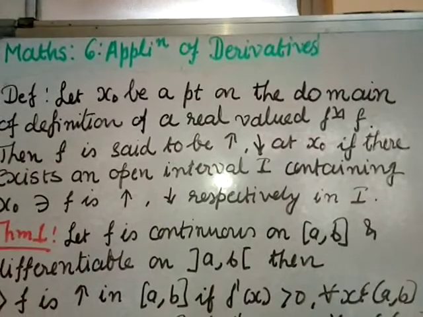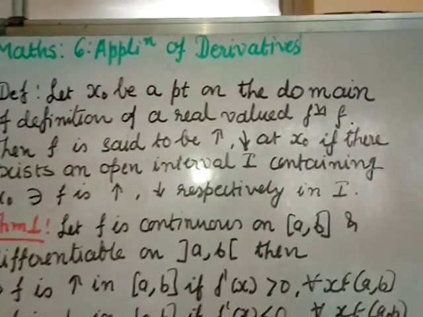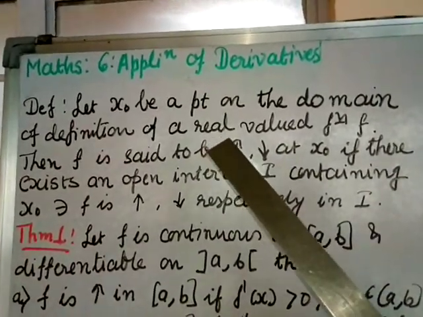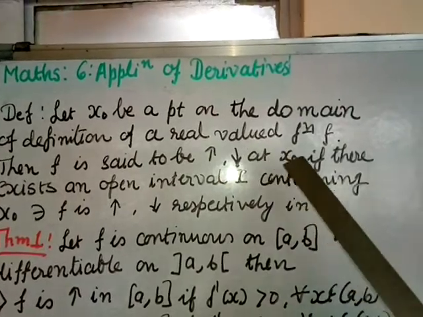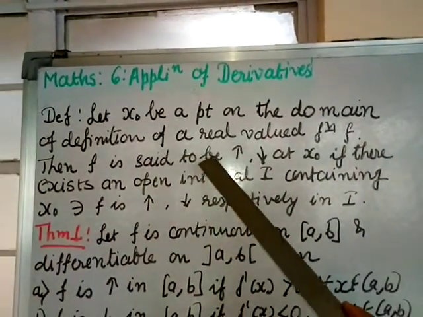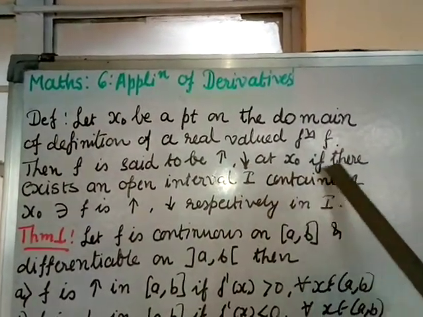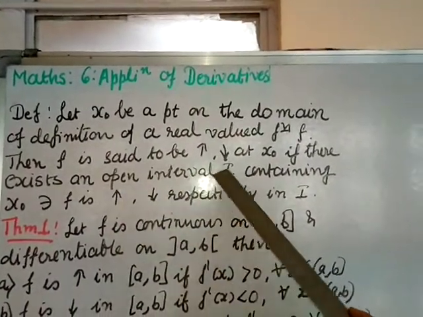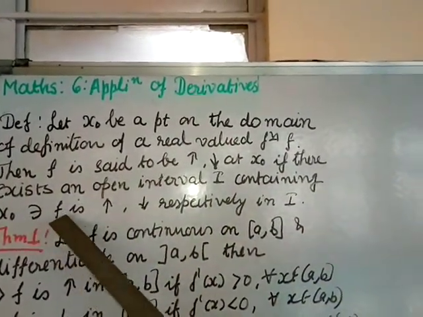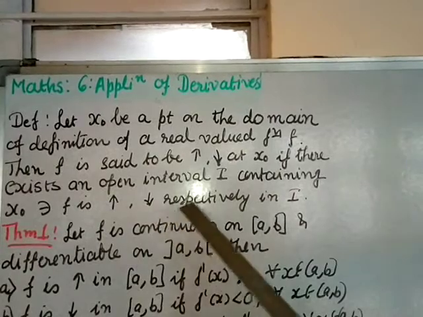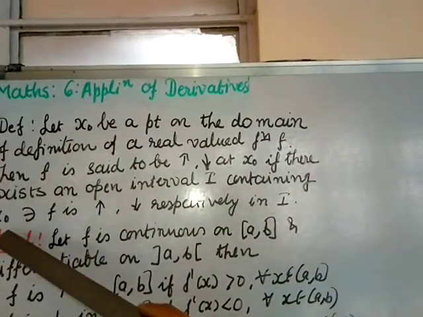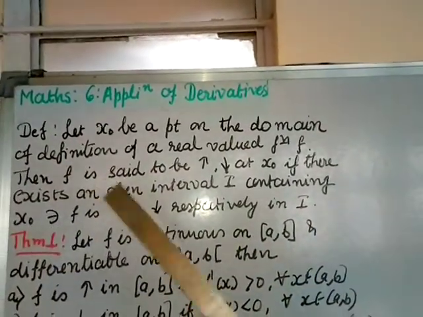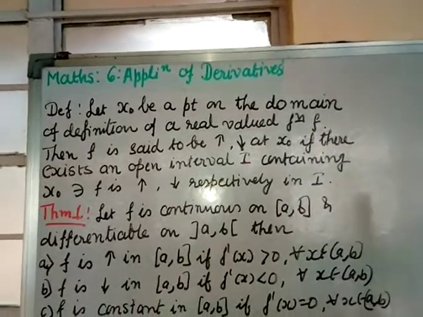Then we have one more definition. Let x0 be a point in the domain of definition of a real valued function f. Then f is said to be increasing, decreasing at x0 if there exists an open interval I containing x0 such that f is increasing, decreasing respectively in I. So here they have given us a particular point.